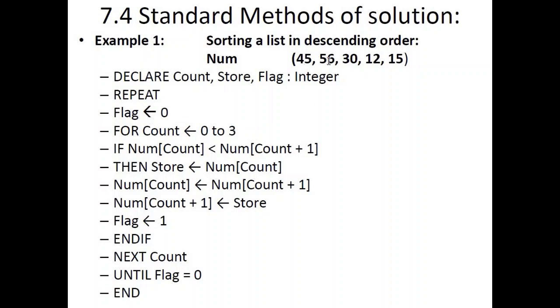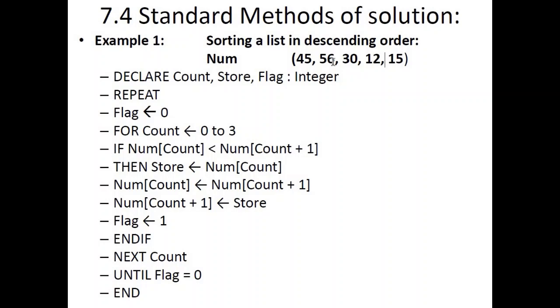For count 0 to 3, because there are 1, 2, 3, 4, 5 numbers, so we are going to run the loop 4 times. Normally, the number of members we have in an array or list, we minus 1 from it, and we find out the number of swaps, or the number of times we have to run the loop. If num count, num is the name of this variable and count is the counter variable, is less than num count plus 1, means if this is less than this, and this is less than this, and so on, then put the value in store.